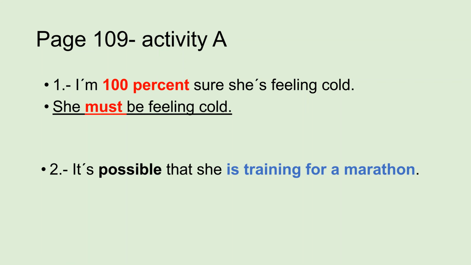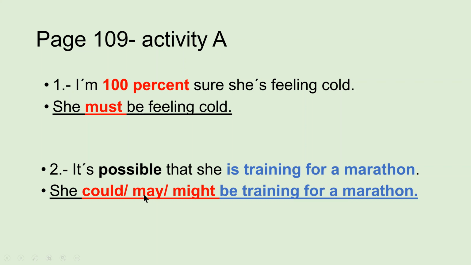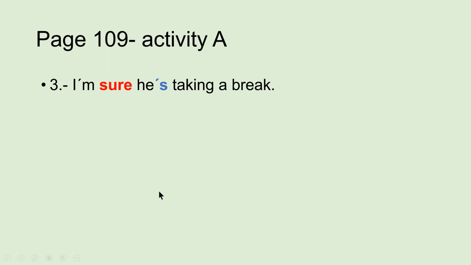Now, number 2. It is possible. I highlighted possible because which modal verbs are the ones that we use for possibility? In this case it is could, may, or might. So you can say she could be training for a marathon, she may be training for a marathon, or she might be training for a marathon. Now let's move on with number 3.